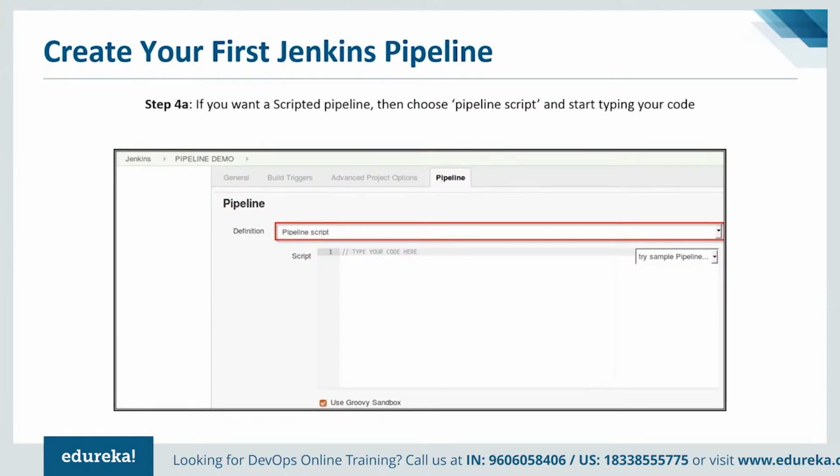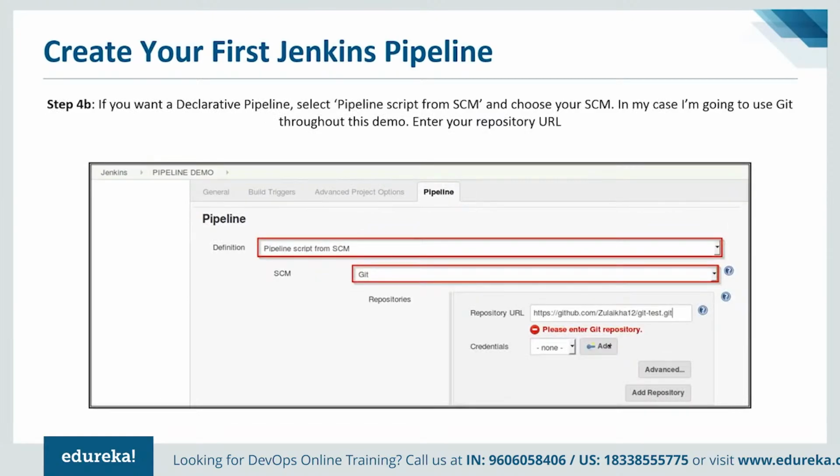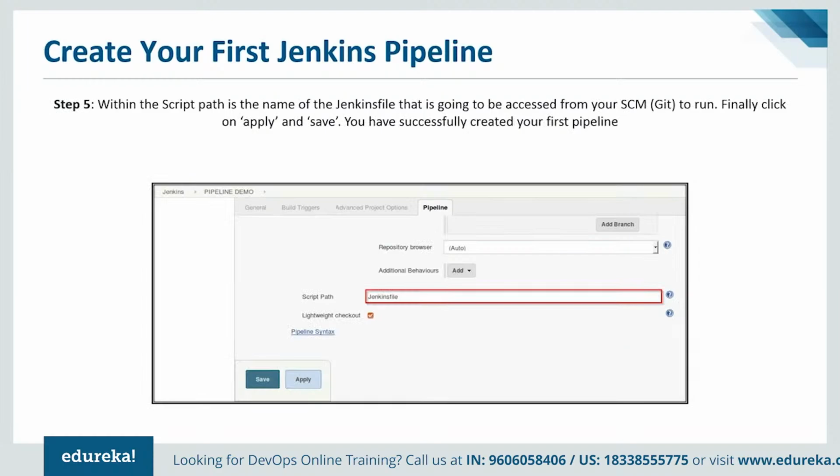After that, if you want a declarative pipeline, you can choose pipeline script from source control management, then enter your source control management system and then enter the repository URL. After that, within the script path is the name of the file that is going to be accessed from your Git account. Then finally click on apply and save and you have successfully created your pipeline. Guys, I hope all of you understood how to create a Jenkins pipeline.